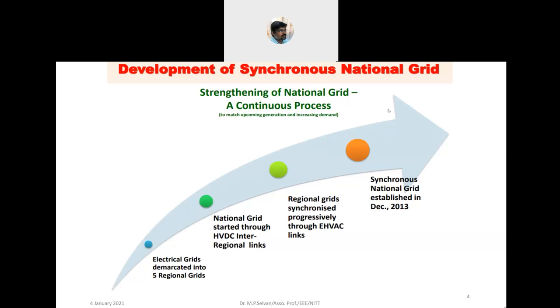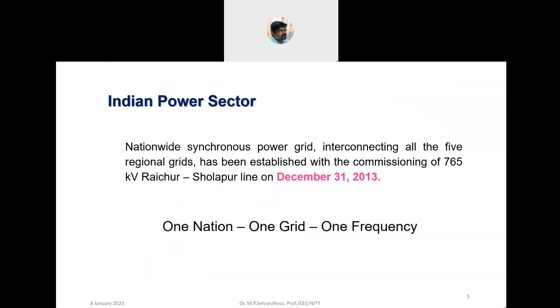So this is the path which the Indian grid has gone through. You can see 5 regional grids, then the establishment of a national grid with HVDC inter-regional links. Then the regional grids were synchronized using extra high voltage AC transmission links, and the AC national grid, otherwise the synchronous national grid, was established during December 2013. So after that, India has become one nation, one grid, and one frequency.